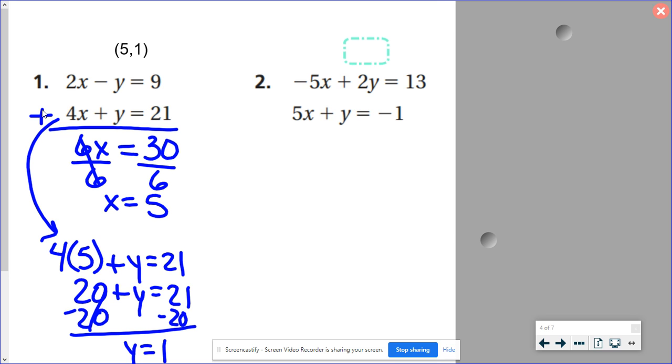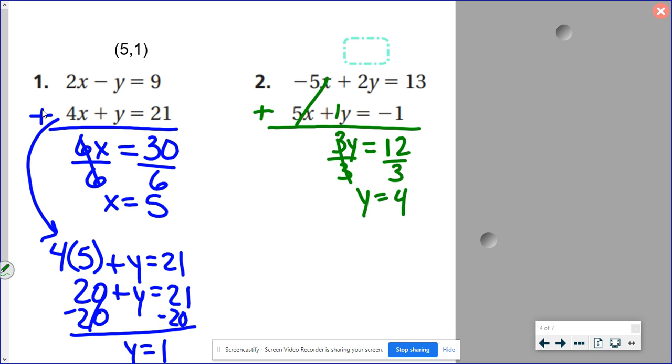All right, in number 2. This time, it's the x's that are opposites. Remember, it doesn't matter which variable it is. It just has to be one of the two variables. So negative 5x plus 5x cancel out. 2y plus 1y is going to be 3y. And 13 plus a negative 1 is going to be 12. So y is going to be 4.